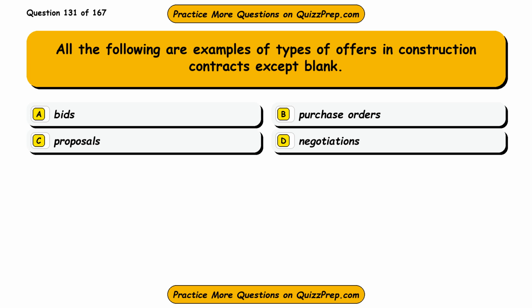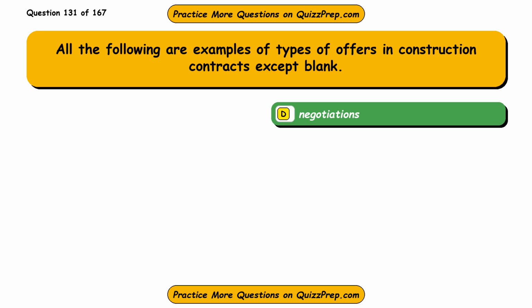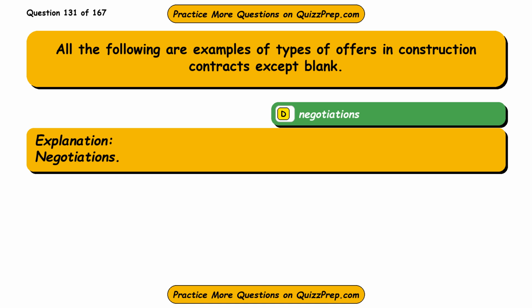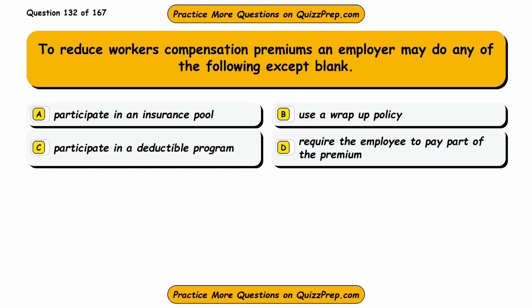Question 131. All the following are examples of types of offers in construction contracts except blank. Option A, bids. Option B, purchase orders. Option C, proposals. Option D, negotiations. The correct answer is option D, negotiations. Negotiations.